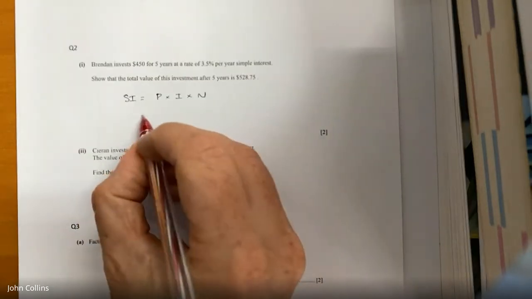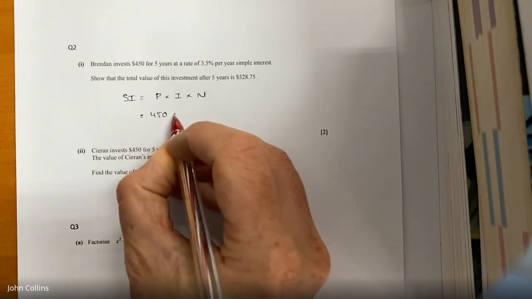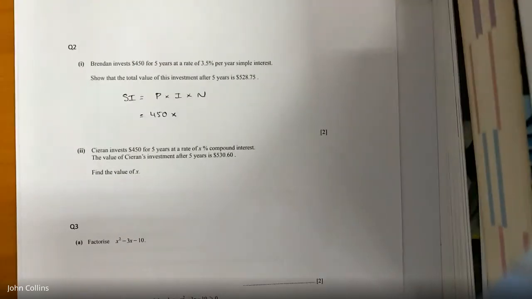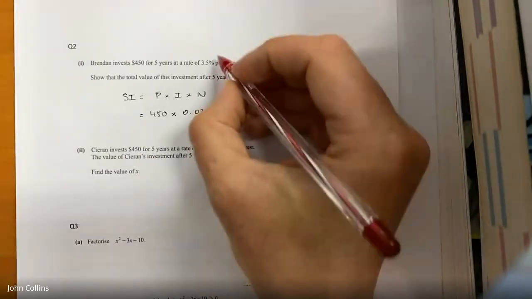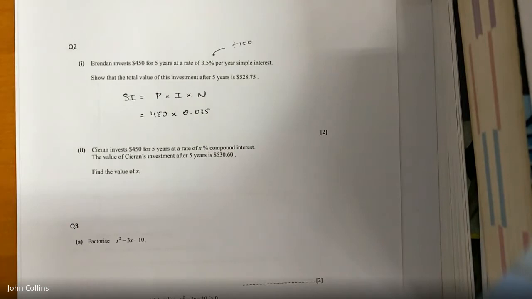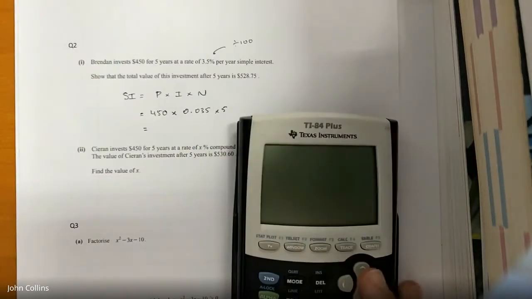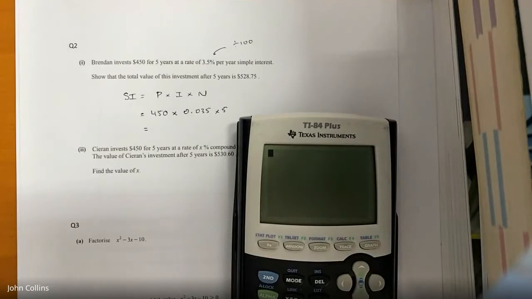So the principal is the amount you put in, so that's 450. Times it by the interest rate. Now the interest rate must be written as a decimal. So that'd be 0.035. If you don't know how to turn a percentage into a decimal, just divide by 100 on your calculator. And then the number of years is 5. So you'd definitely be expected to use a calculator here. 450 times 0.035 times 5. And I get 78.75.